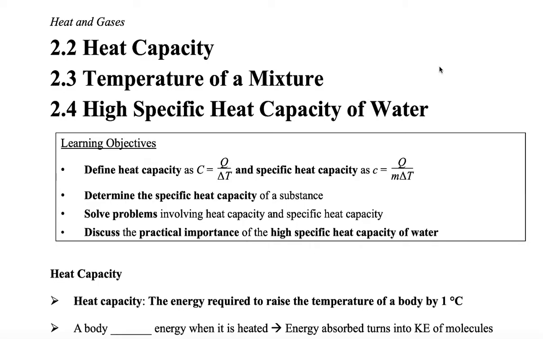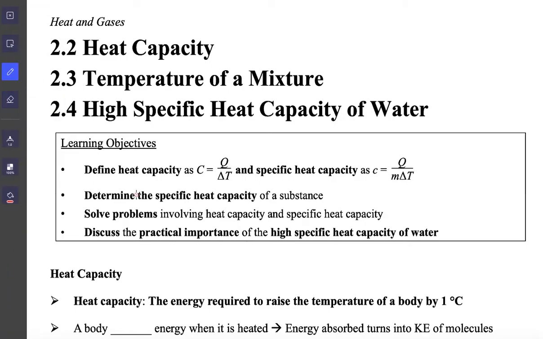Hey students, today we will start a new topic which is heat capacity. And it is a very important topic in the section of heat and gases. In this video, we will define heat capacity as C equals Q over delta T. And this Q represents the heat.